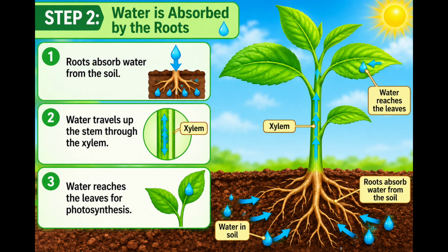Every plant needs water before it can make its own food. The process begins in the soil, where the roots absorb water through tiny root hairs. Once the water enters the roots, it travels upward through the stem in special tubes called the xylem. The xylem carries water all the way to the leaves, where it is needed for photosynthesis. Now that the leaves have received water, they are ready for the next important ingredient needed to make food.